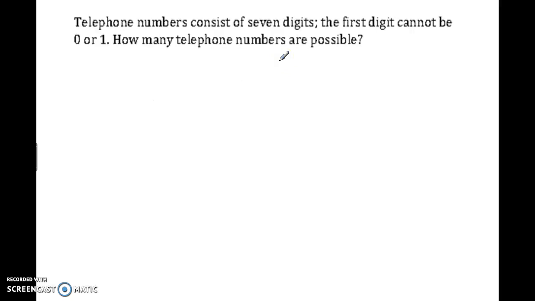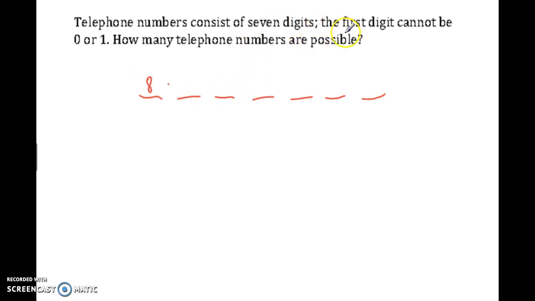Telephone numbers have 7 digits. The first digit cannot be 0 or 1. That's actually true. The first digit of your telephone number cannot be 0 or 1. How many telephone numbers are possible? So you've got 7 choices here. The first digit is limited. You cannot have 10 different options. There's only 8 options there.